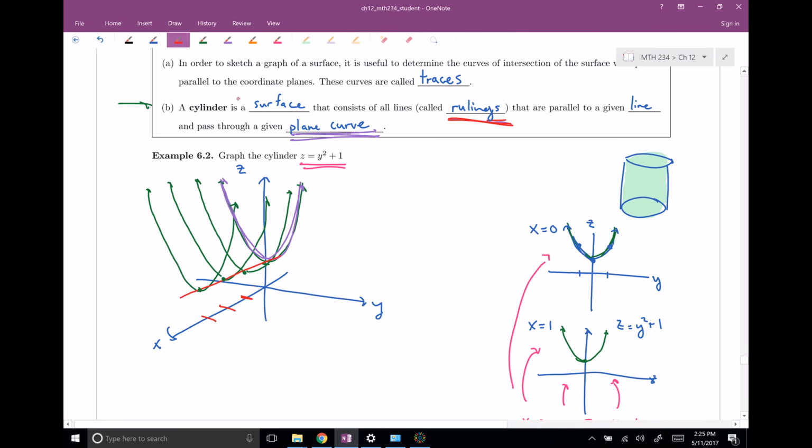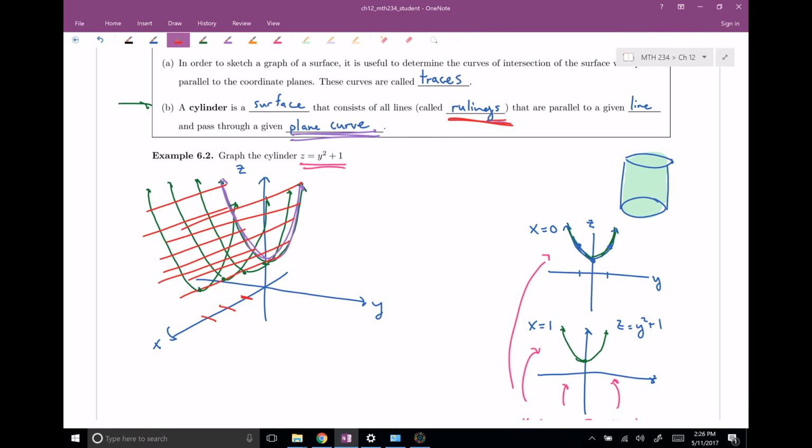And so again, cylinders are a surface that consists of all the lines, called rulings, that are parallel to a specific line. Here's one of them right here. And that pass through a planar curve. So if I want them to pass through this purple curve right here, and I make all my rulings, all the things that are parallel, you start to get a surface. It looks like a parabola that's just been pushed and is going in the x direction, and it's leaving behind shadows or copies of itself. And so this is what the cylinder looks like.